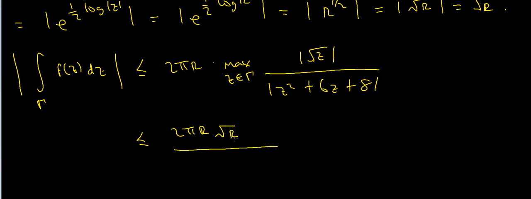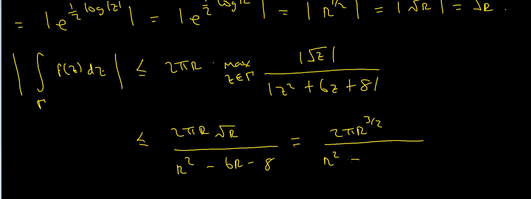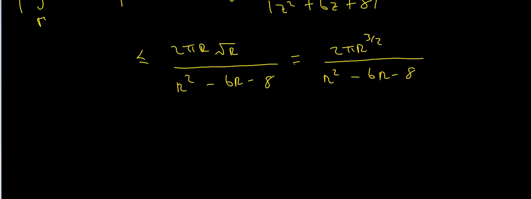And in the denominator, we showed that 1 divided by modulus of this thing is just less than or equal to 1 divided by r squared minus 6r minus 8. And that's equal to 2 pi r times r to the 3 over 2, all divided by r squared minus 6r minus 8. Now, in the numerator, I've got r to the power 3 over 2, and in the denominator, I've got r squared. So I've got a polynomial in the denominator whose degree is greater than the degree of the polynomial in the numerator, because 2 is greater than 3 over 2. So what does that mean?